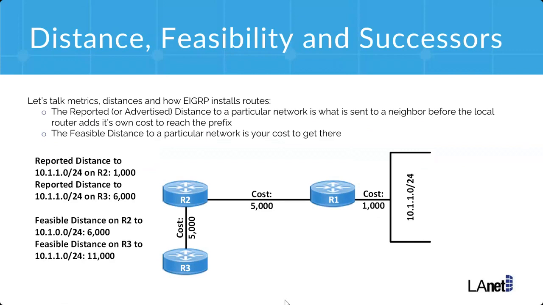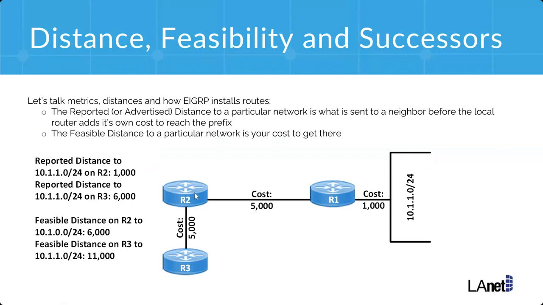There's a concept of reported, or sometimes the advertised distance. I do not like advertised distance because it gets abbreviated to AD, which to me is always administrative distance. So I will always refer to it as the reported distance. Basically the reported distance to a particular network is the cost to get there before I add my own cost, right? So from R2's perspective, to get to this 10.1.1.0/24 network, notice I'm not doing bandwidth and delay here. I'm just telling you what the cost is.